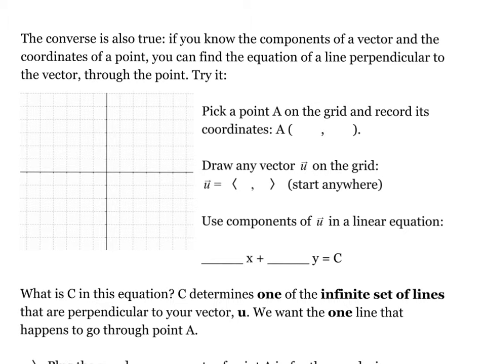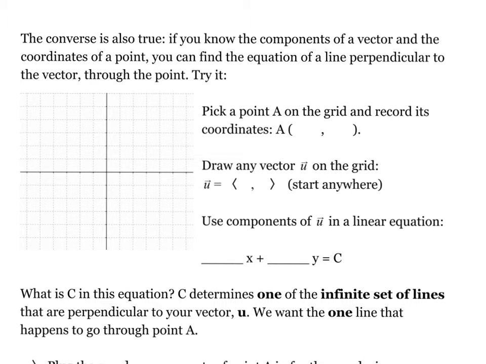So to illustrate this, I'm going to do it first with a two-dimensional situation. Following the instructions here, I'm going to do this one way. There are actually many, many different ways to do this example. I'm going to do it the same way it is in the answer key though. So first step, we're going to pick a point A on the grid and record its coordinates.